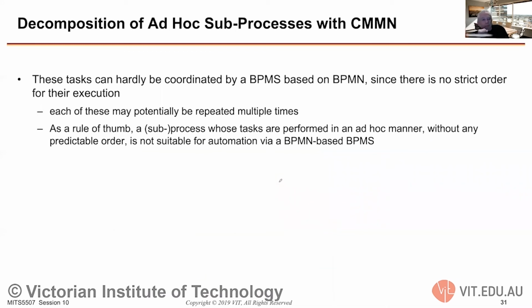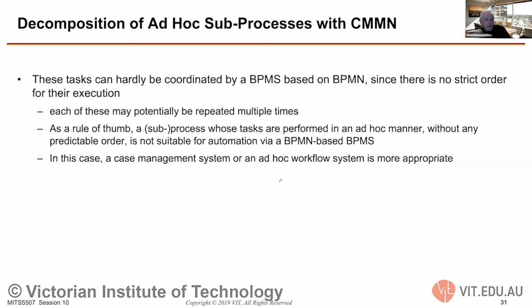So as a rule of thumb, a sub-process whose tasks are performed in an ad hoc manner without any predictable order is not suitable for automation via BPMN. So there's a rule of thumb. In this case, it becomes more appropriate if we talk about a case management system or an ad hoc workflow system. That becomes a more appropriate way to handle those types of tasks.